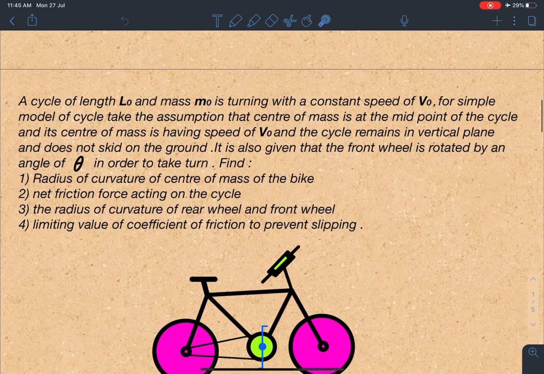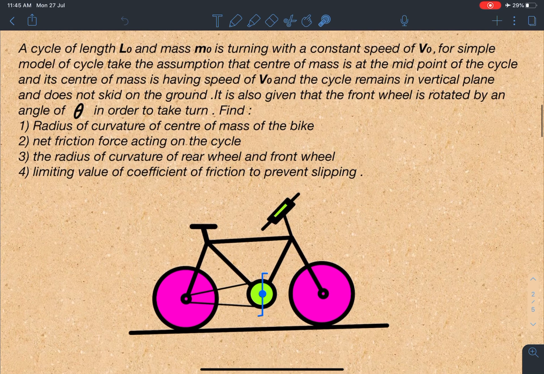So here is the statement of this problem, and it is given a cycle of length L0 and mass M0 is turning with a constant speed of V0. For a simple model of the cycle, take the assumption that the center of mass is at the midpoint of the cycle and its center of mass is having a speed of V0, and the cycle remains in the vertical plane and does not skid on the ground. It is also given that the front wheel is rotated by an angle of theta in order to take turn.